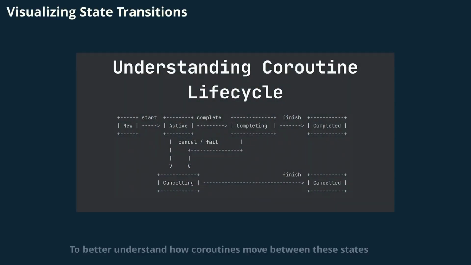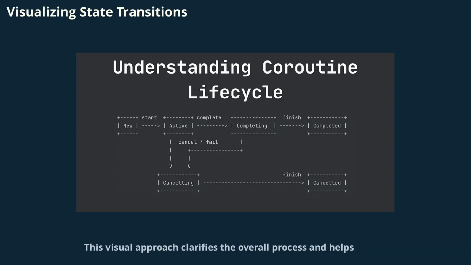To better understand how coroutines move between these states, it helps to visualize the lifecycle as a flow diagram. Each transition, such as starting, completing, or canceling, moves the coroutine from one state to another. This visual approach clarifies the overall process and helps you anticipate how your code will behave in different scenarios.